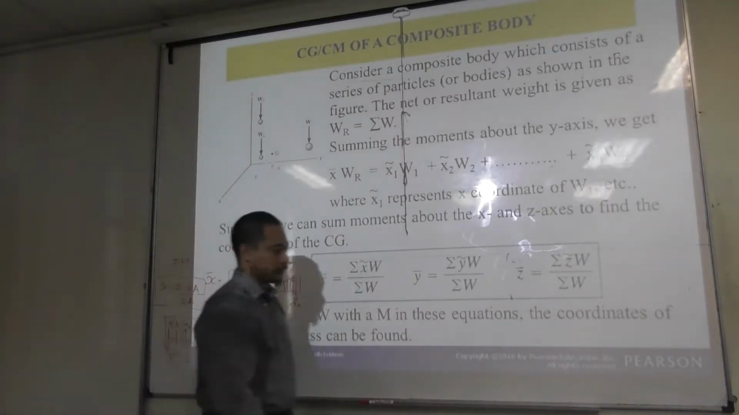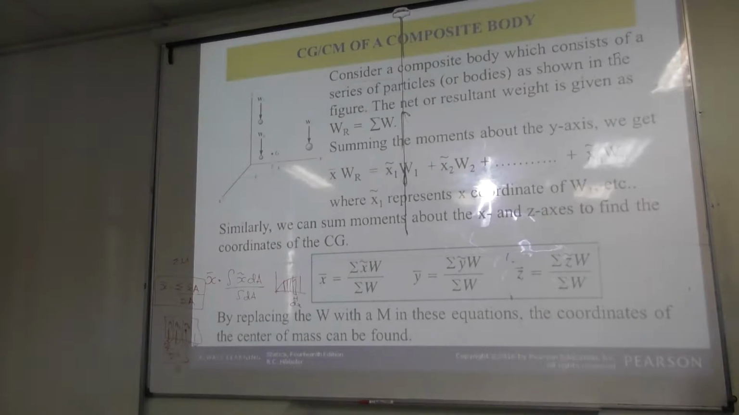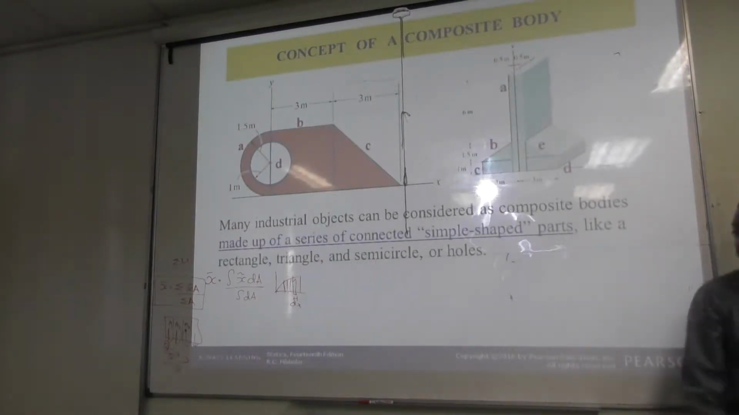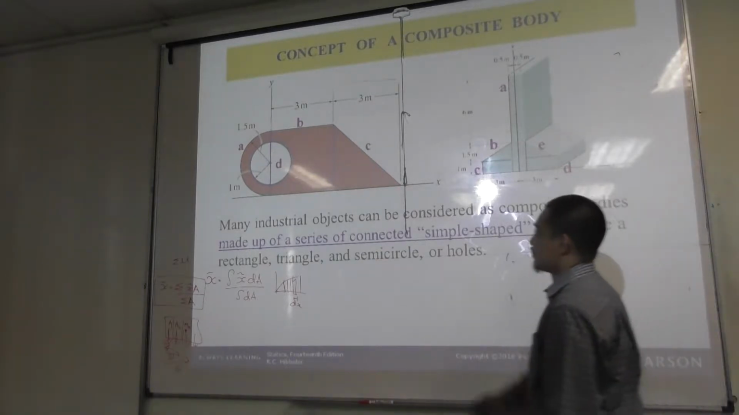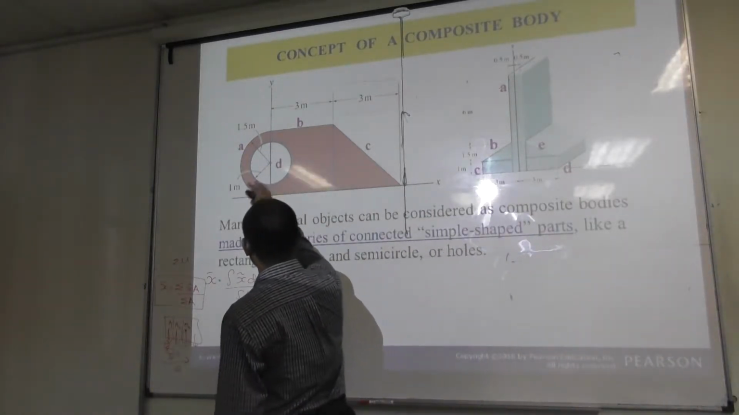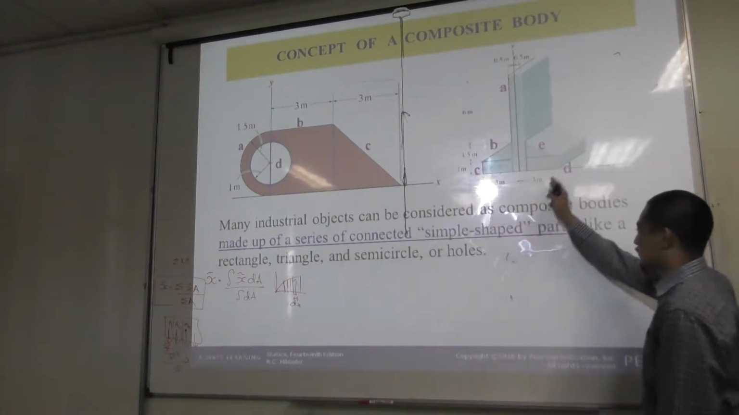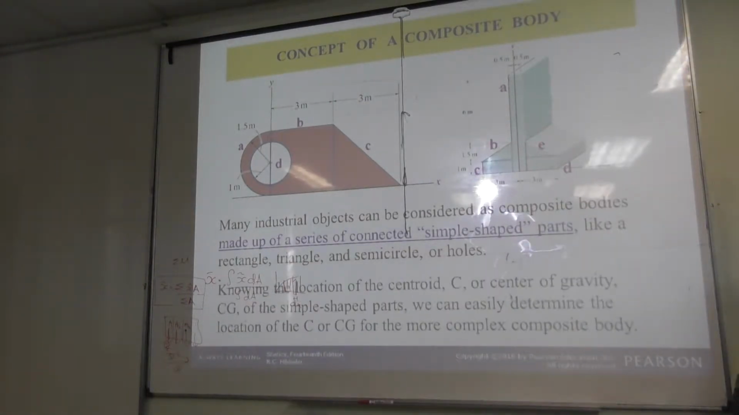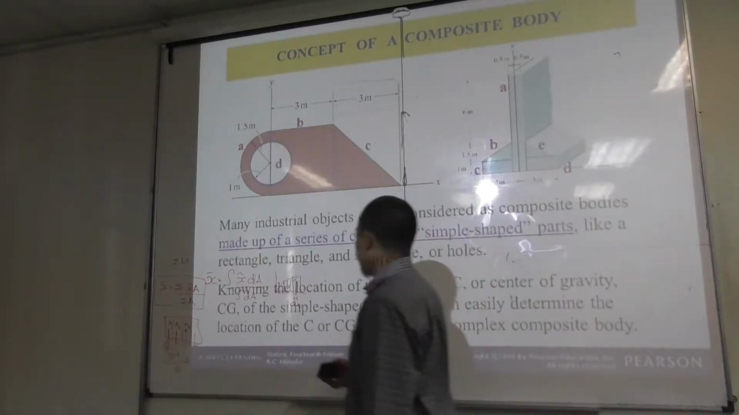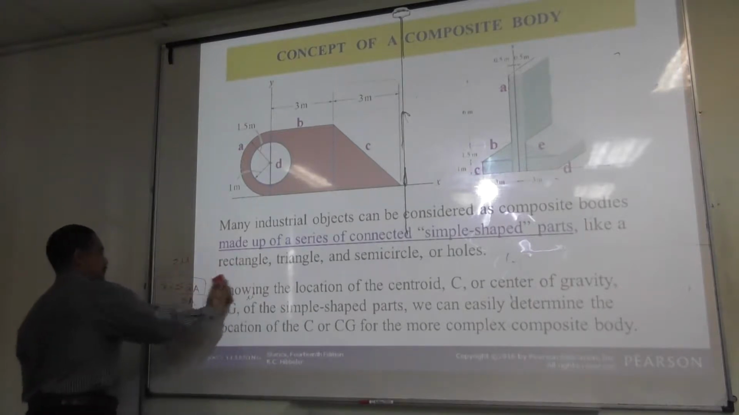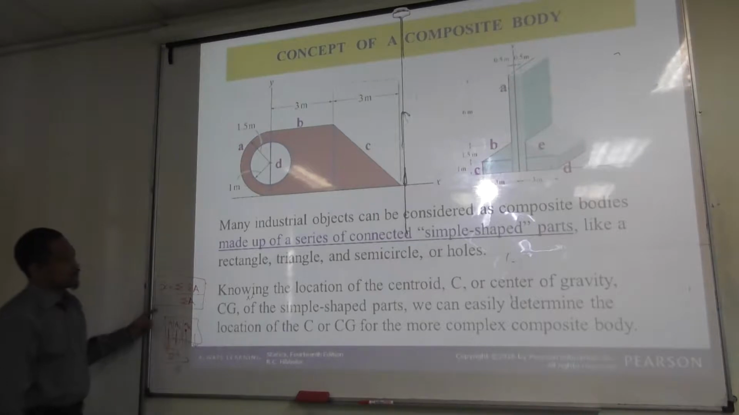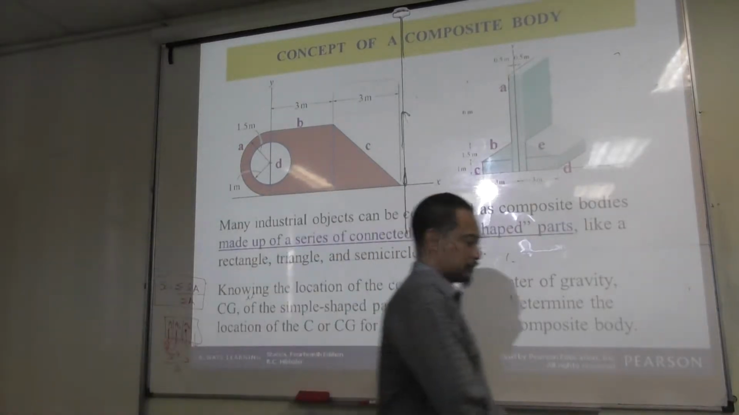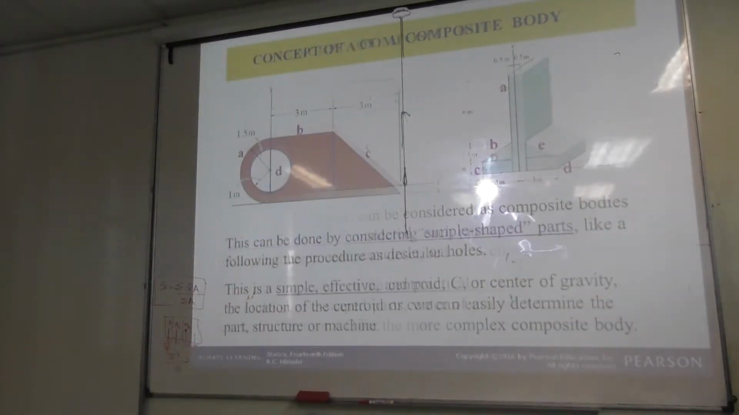Alright. So that's the theoretical part. And then, when we have an object like this, for example, you can divide it into some basic shapes. So for example, you have triangle, square, semicircle, circle, etc. Right? So if we can divide, then we can use this equation to calculate. I think it should be more clear when we do some example.